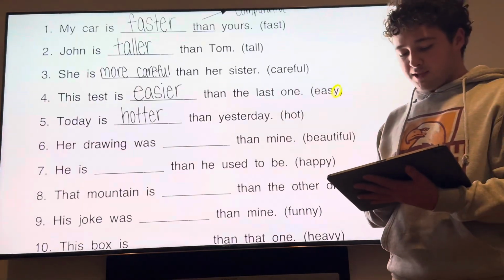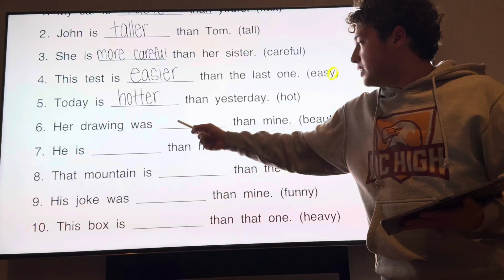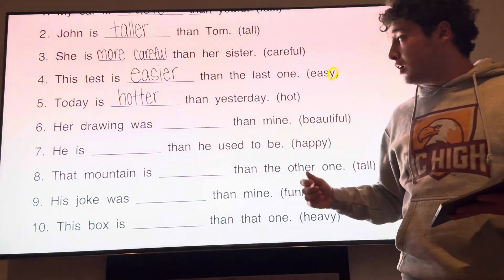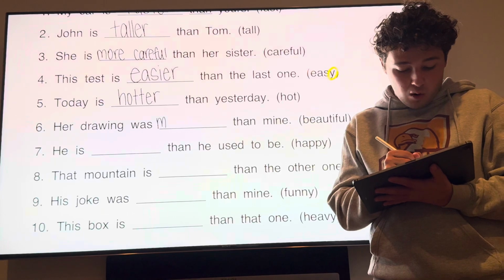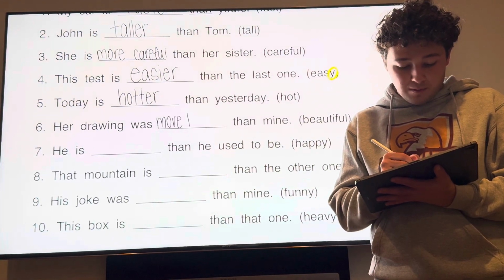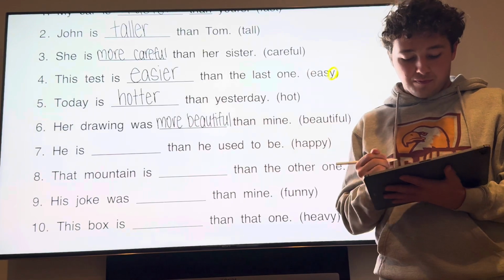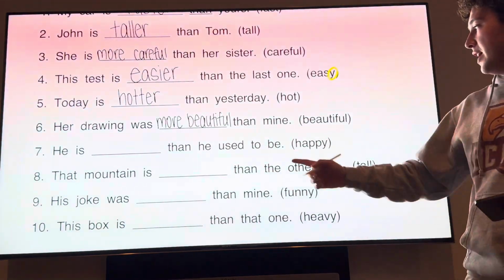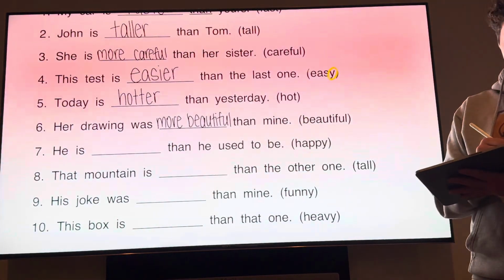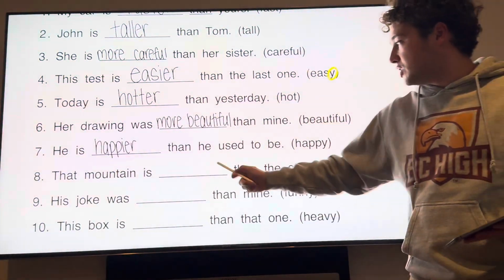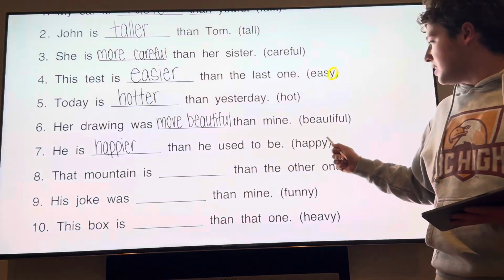Okay, number 6. Her drawing was blank than mine, and they give you beautiful. Beautiful is long, so you'd have to do more beautiful. Okay, the last 4. He is happier than he used to be. Don't forget to change into the I because there's a Y here.